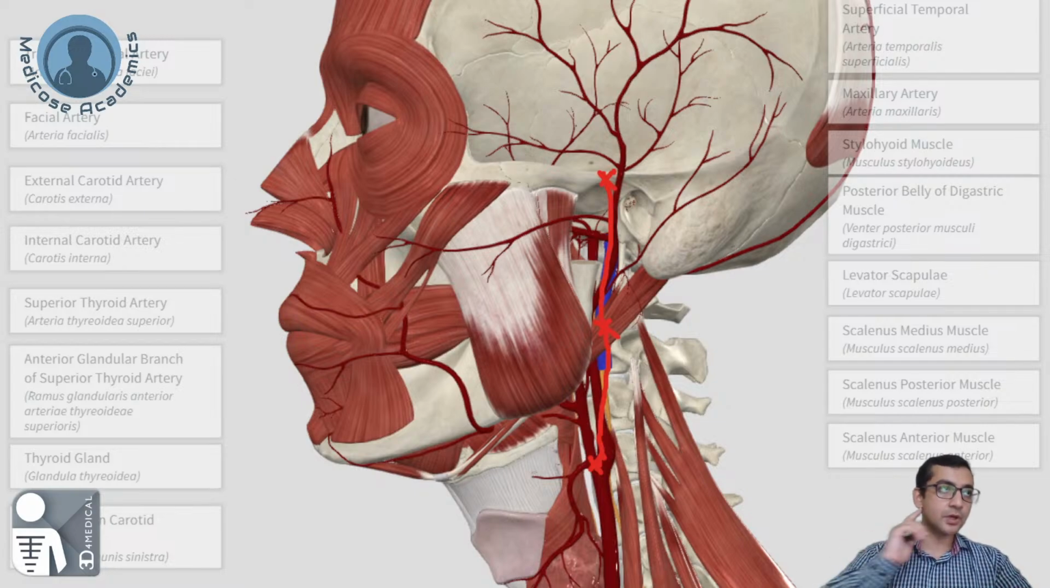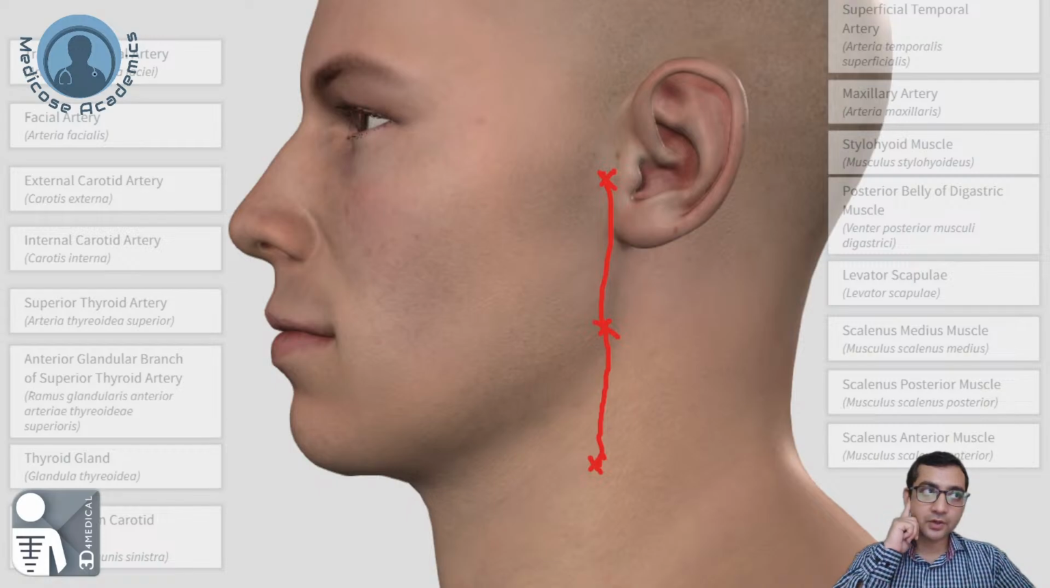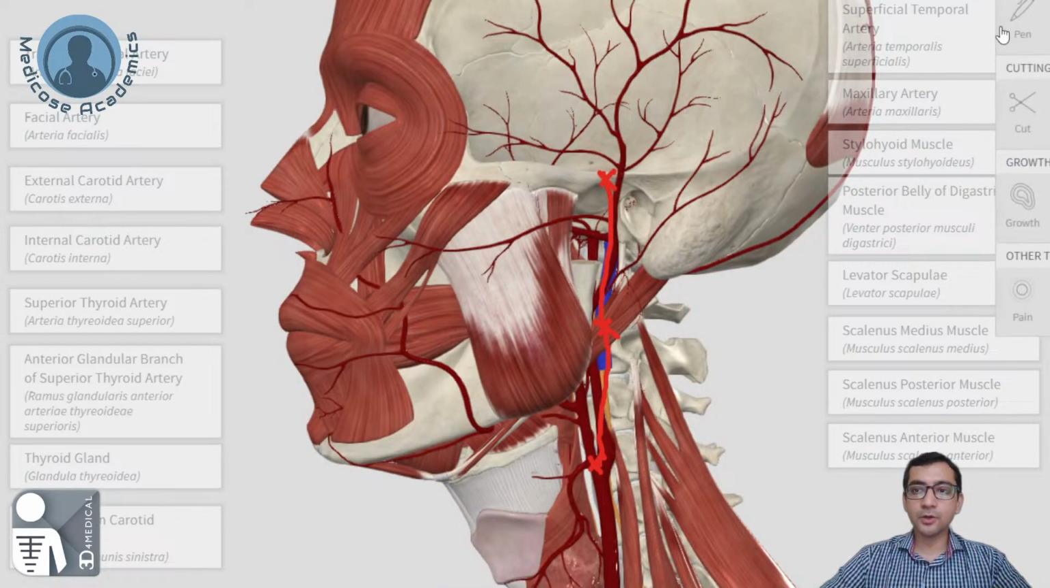So these are the points where you actually feel the pulsation, just in front of your ear, just in front of your tragus. You feel the external carotid artery. So this is about the root of the external carotid artery. Then its branches.